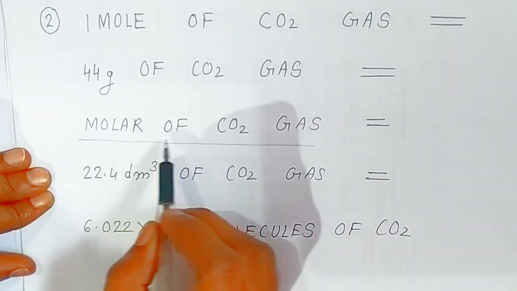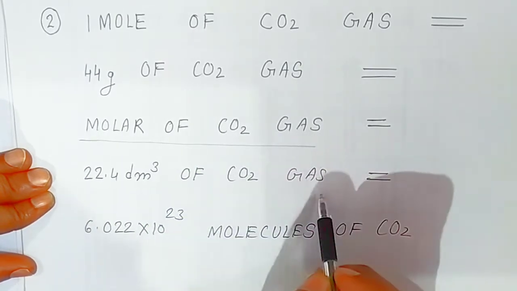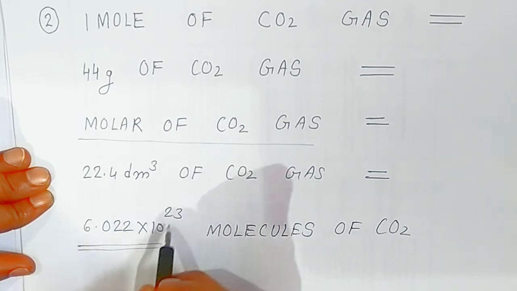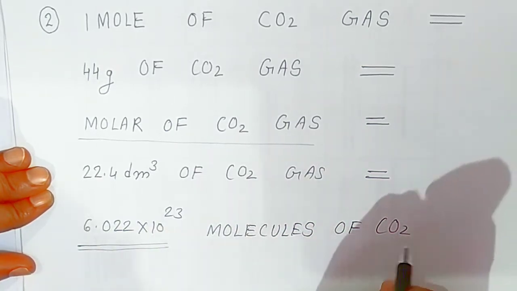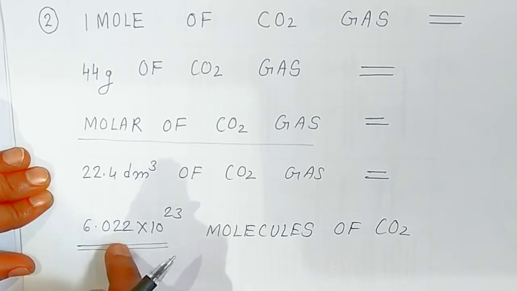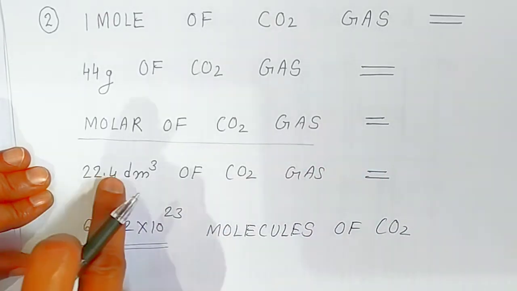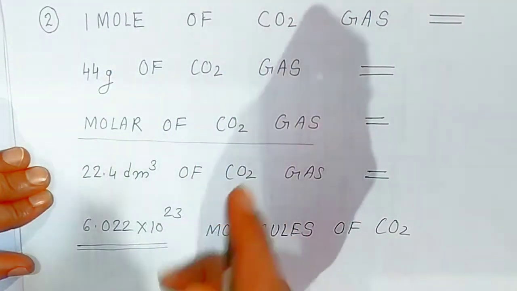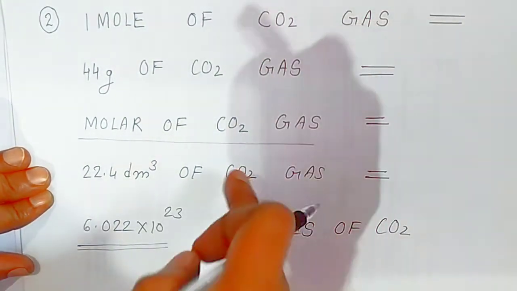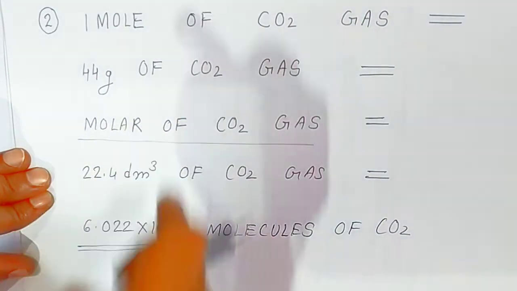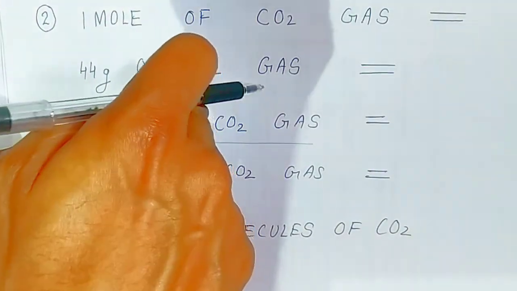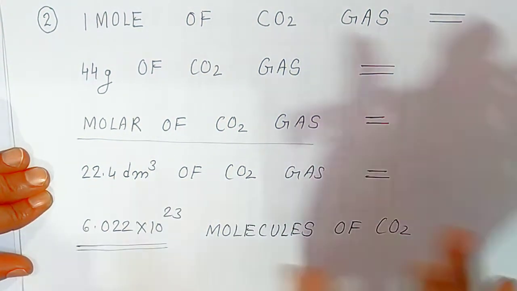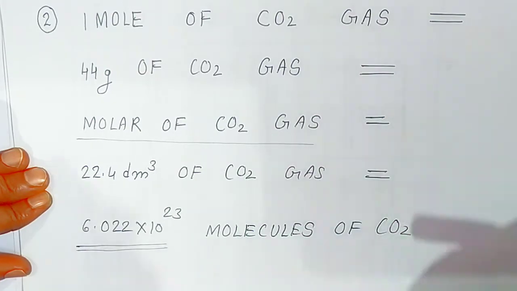This molar mass is equal to 22.4 dm cube of carbon dioxide gas, and in this much liter volume, students, it will contain 6.022 into 10 to the 23 molecules of carbon dioxide. This much number, that is the Avogadro number of molecules, will be present in 22.4 liter of carbon dioxide by volume, and when you weigh it, that corresponds to 44 gram of carbon dioxide. Understanding, students? So this is the weight, this is the volume, and this is the number of molecules of carbon dioxide. So these are the relations: mole, weight, that is molar mass, molar volume, and this is the number of molecules. These all 4 relations, students, if you know them, then only can you solve the sum problem.